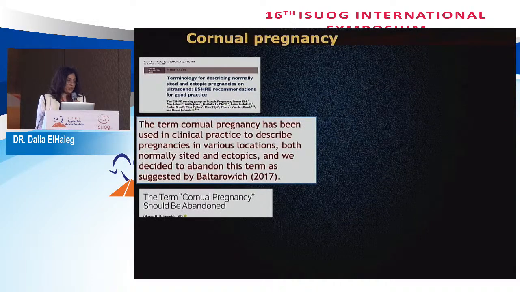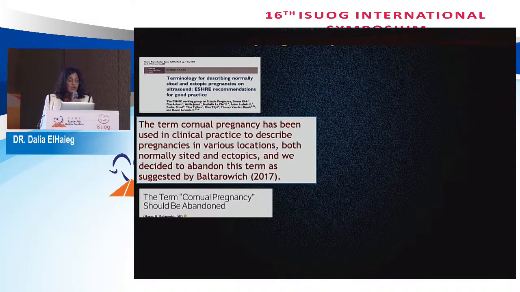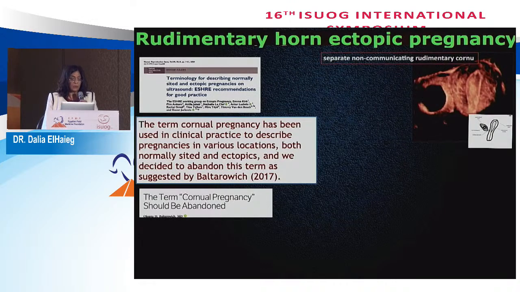So the working group on ectopic pregnancy has noted that the term cornual pregnancy has been applied to so many conditions: pregnancy in bicornuate uterus, in septate, in interstitial, in angular pregnancy, and they suggested that the term cornual pregnancy should be abandoned, and that rudimentary horn ectopic pregnancy, being more descriptive of the condition, should replace the term suggested by the Royal College as cornual pregnancy. We must use rudimentary horn ectopic pregnancy.